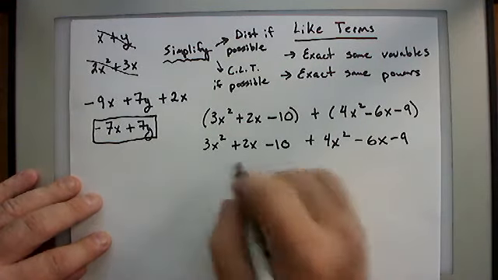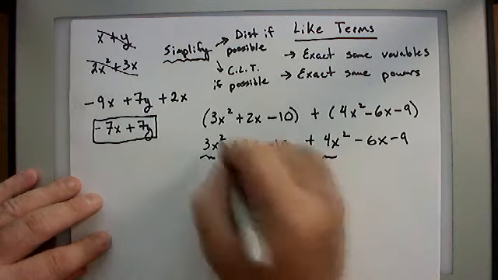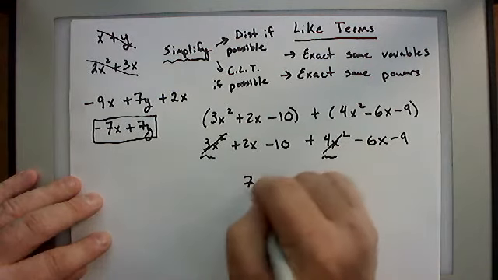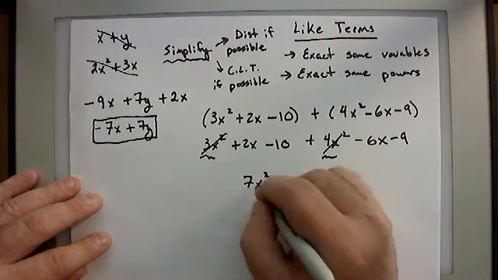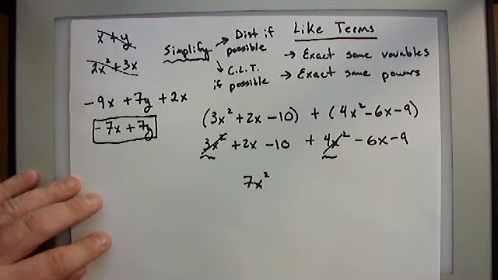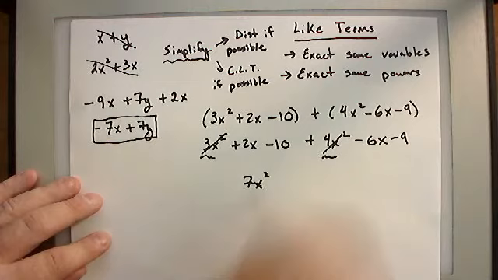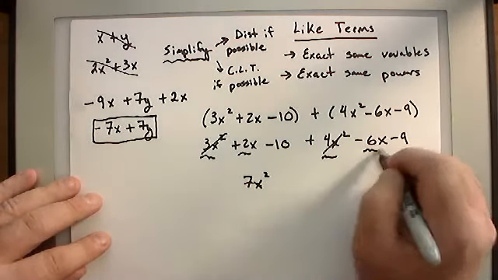So 3x squared and 4x squared is going to give us 7x squared, because you're just adding, the powers will not change. You have 3x squared, you have 4x squared, you're going to have 7x squared. Remember, when did the powers change? When we multiplied them, right? Like the product rule.